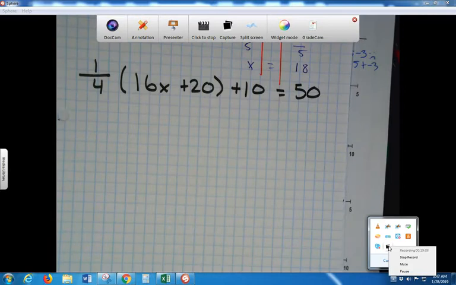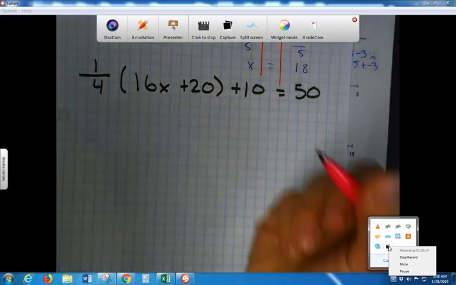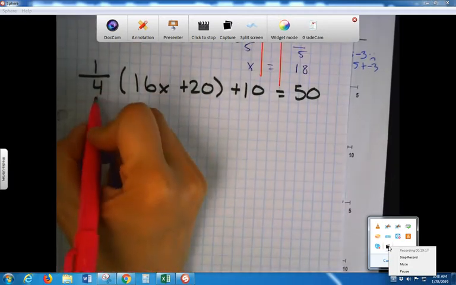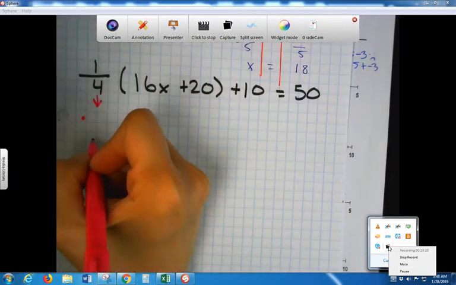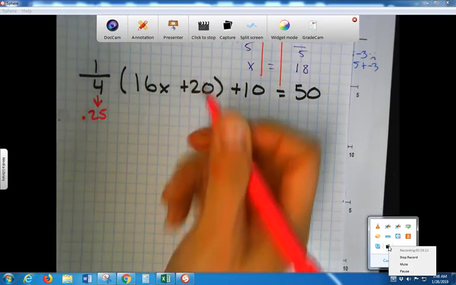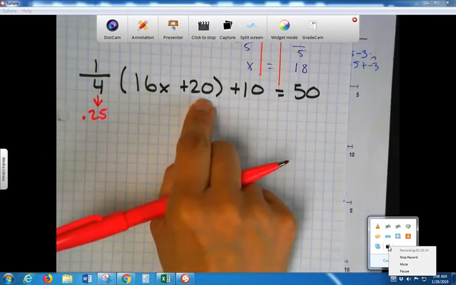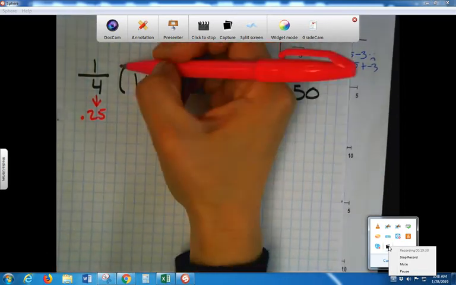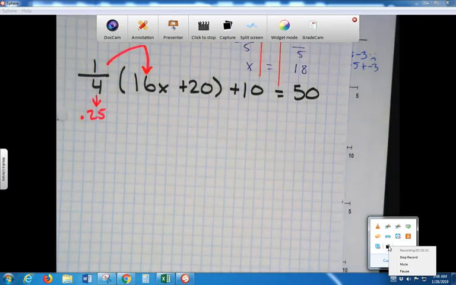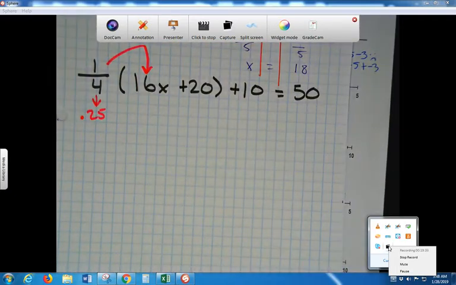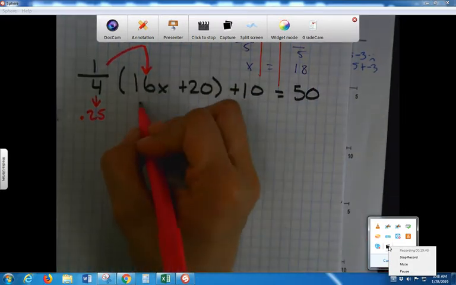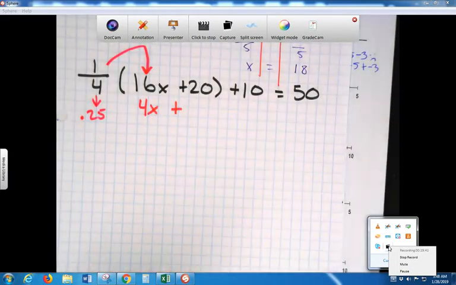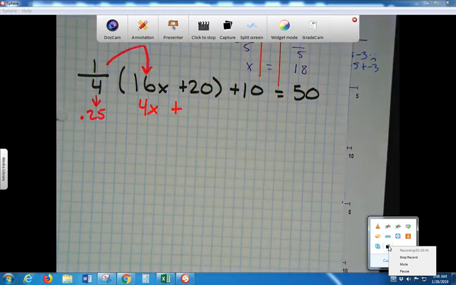So, two options. This is a harder way. The harder way is to change this to point what? 0.25. And then multiply 16 times 0.25 and 20 times 0.25, right? Or you can take what's 1/4 of 16. So if I were to divide 16 into four sections, how much does each section have? Four. So again, we have 4x plus, if I take 20 and divide into four sections, five. It would each have 5.